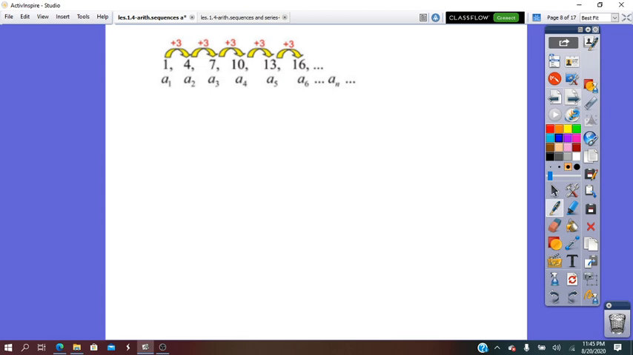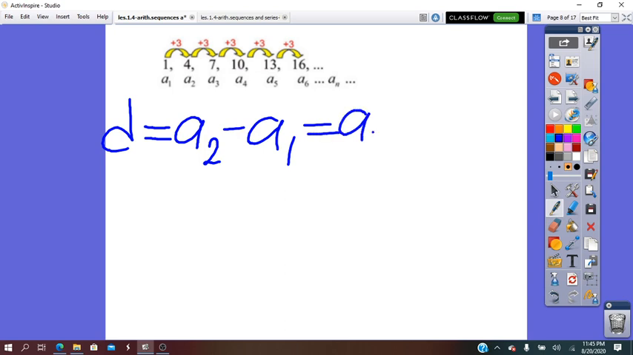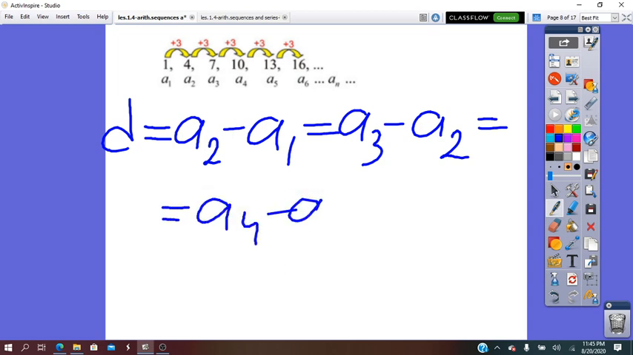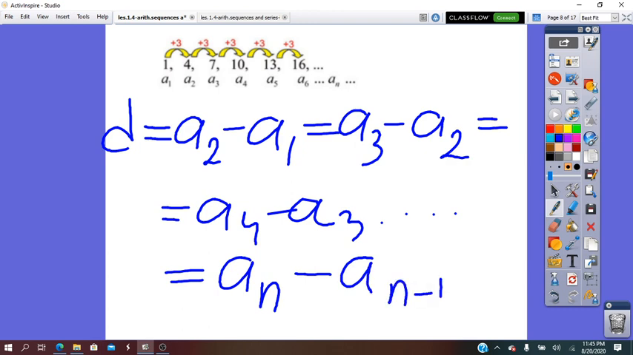The sequence will be arithmetic, as we said before, if and only if between any two consecutive terms there exists a common difference, where the common difference equals A2 minus A1, which is the same as A3 minus A2, which has to be the same as A4 minus A3, and so on, the same as An minus the term before it, An minus 1.